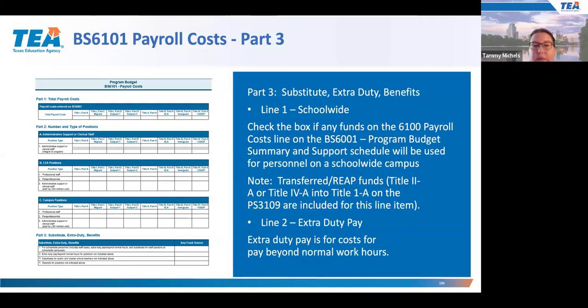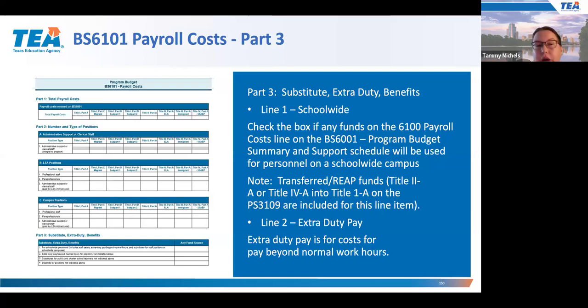So now let's look at the payroll cost part 3, and we're just going to discuss lines 1 and 2. Part 3, line 1 is for school-wide personnel, and it applies to payroll costs on a school-wide campus. This checkbox covers all personnel at that school-wide campus. This includes paraprofessionals and professionals or any staff member. You are not required to check these staff under the LEA or campus positions in part 2, as this box covers them all. Instructions in the upper right-hand corner of the schedule can provide detailed step-by-step guidance if necessary.